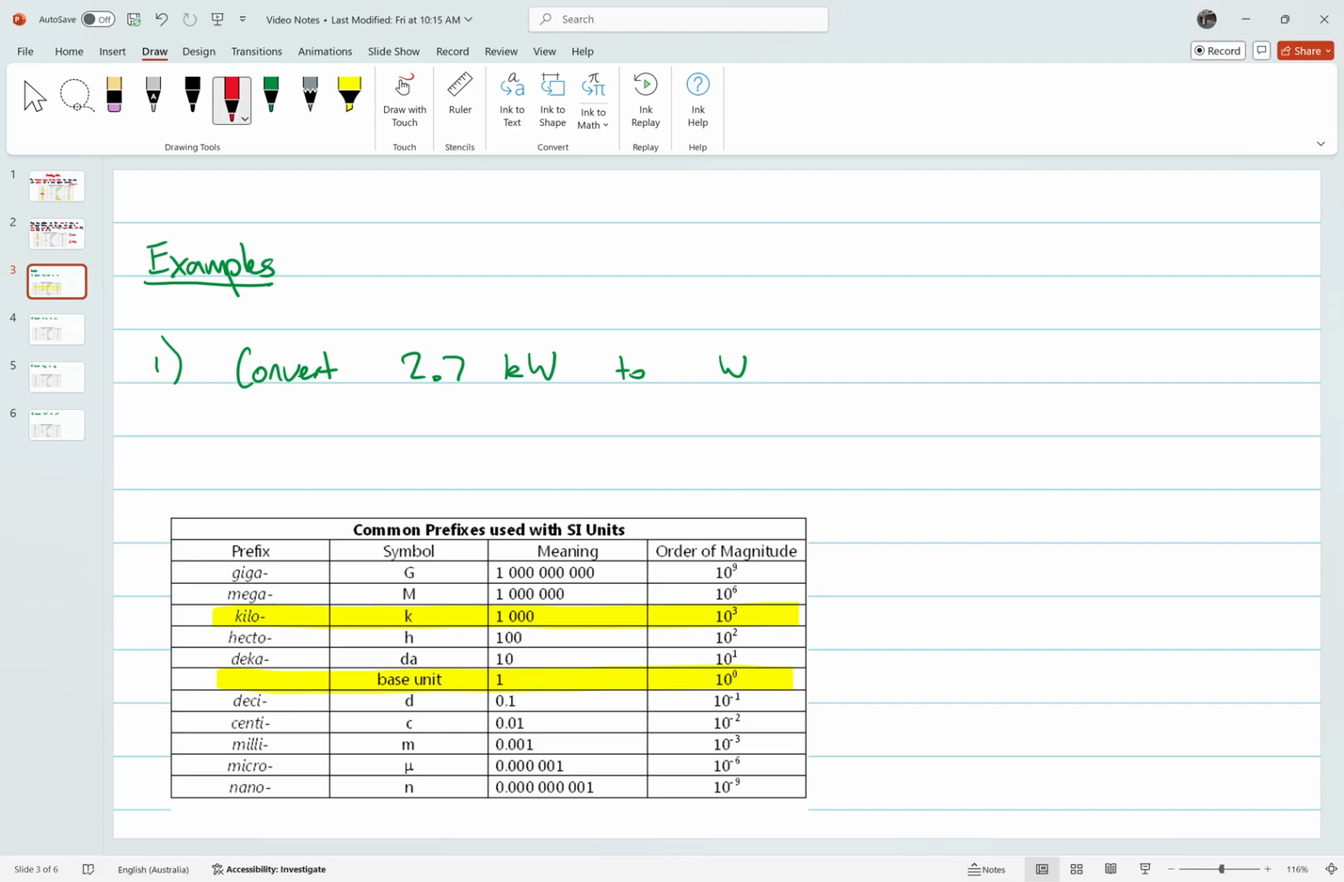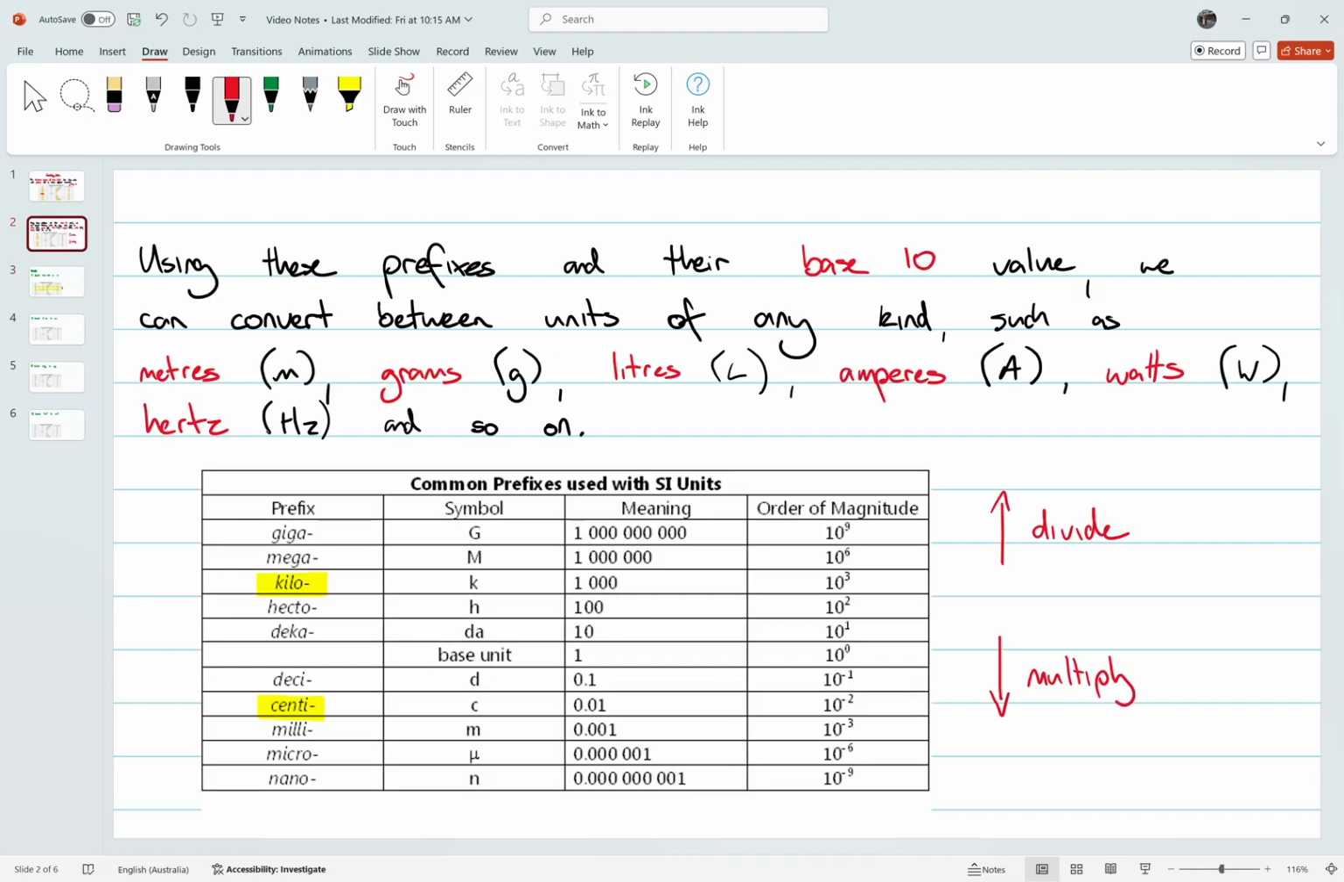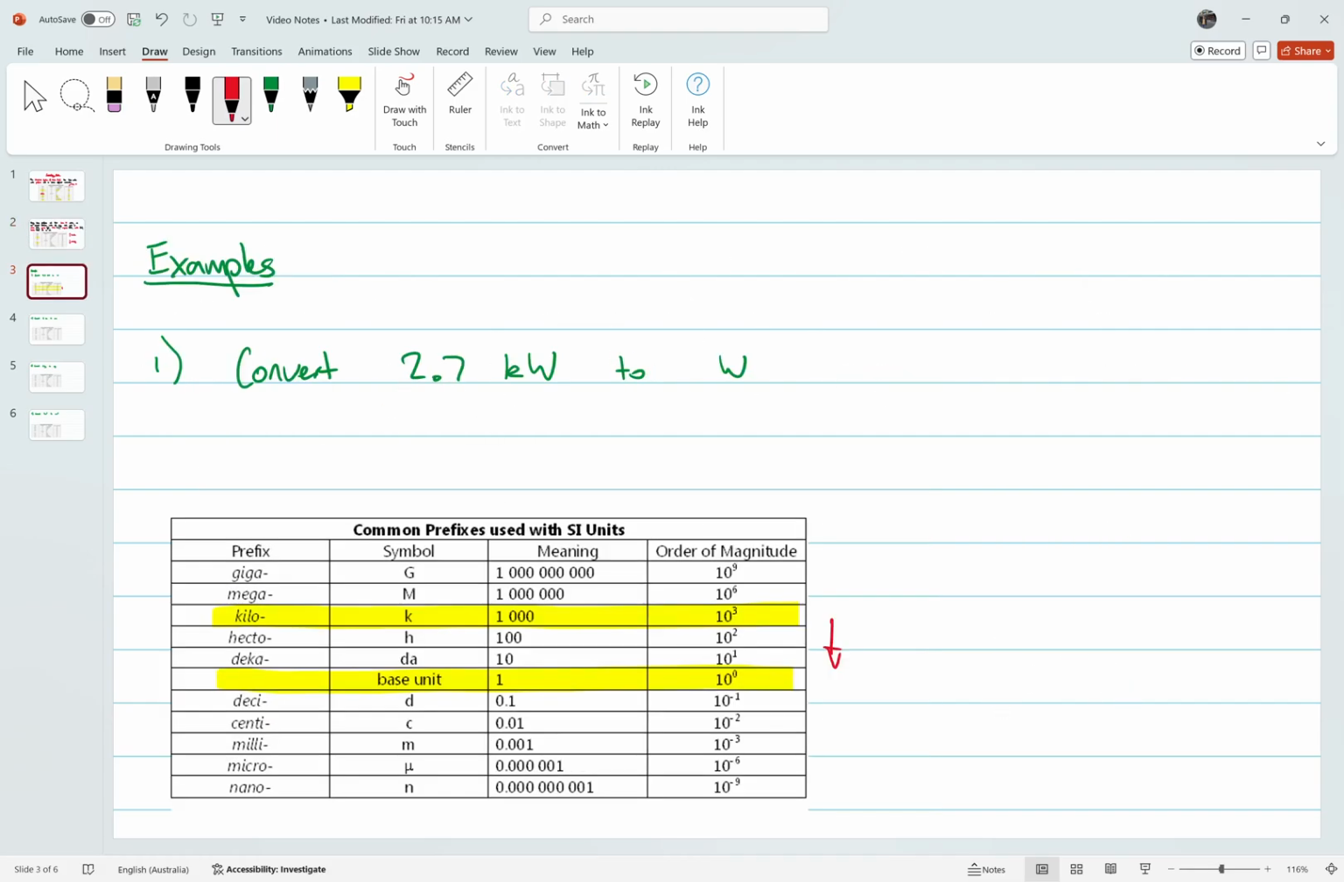So going from here to here, I'm going down. So going back to our previous rule, we want to multiply because we're going down. And we started at 10 to the power of 3 as the order of magnitude, and we're going down to 10 to the power of 0. So essentially what you're doing is moving 3 down, going from 3 to 0. Because I'm going down, I'm going to be multiplying. So I'm going to multiply by 10 to the power of 3, because that's the difference between 3 and 0.